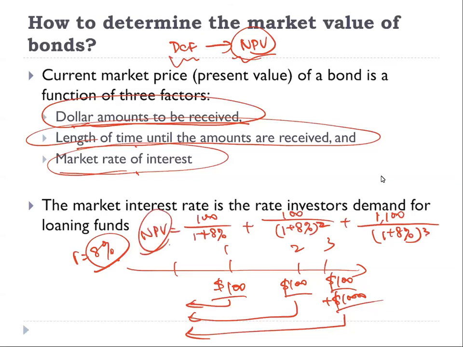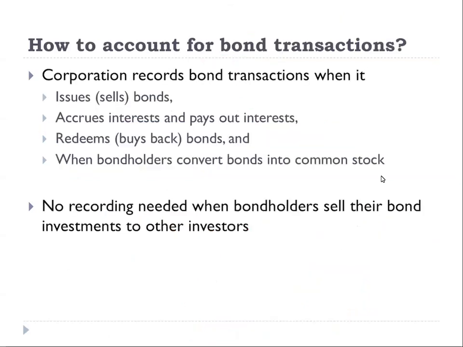And this is usually the market value of the bond. And this is the market rate of interest. It is the rate investors demand for loaning the funds. And this changes every minute on the market. It changes continuously. So this is the basics about the bond.